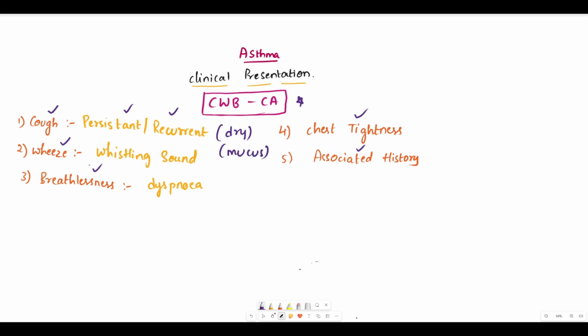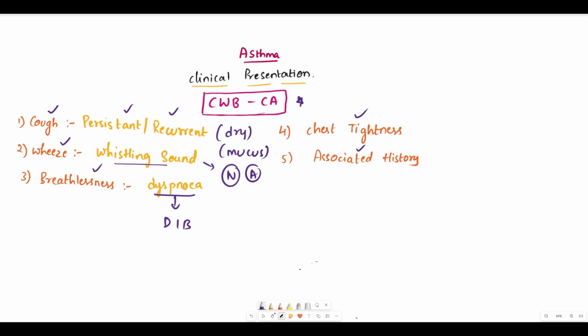This cough can be dry, or sometimes it can also produce mucus. And coming to the second one, which is wheezing. What is wheezing? In this asthma condition, there will be a high pitched whistling sound heard during breathing, and this is mainly caused because of the narrowing of the airways. And the third one is breathlessness. Breathlessness means there will be dyspnea, which is simply difficulty in breathing. And the next one, chest tightness, can be seen.